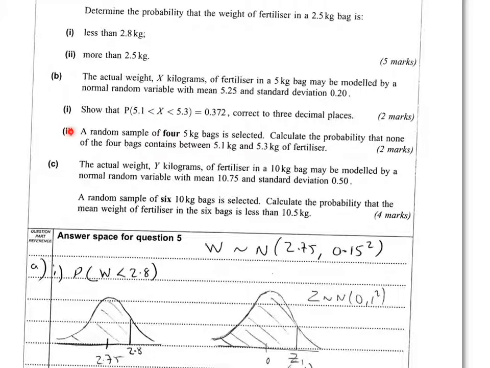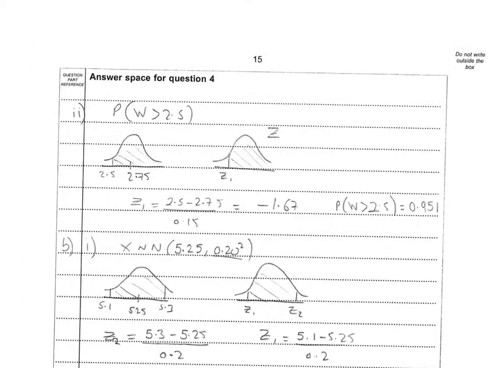So they both talk about a random sample. One will talk about the mean of a sample and one doesn't, and they're both dealt with using a very different approach and method. As you can see, for the second part over here, we've done the same. We're looking at W being bigger than 2.5.